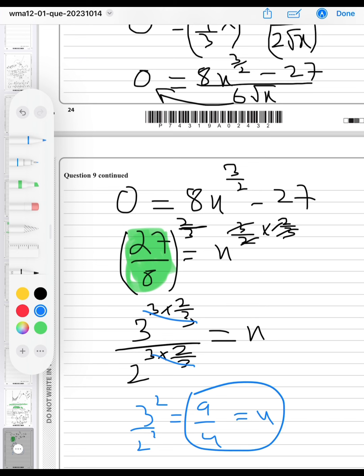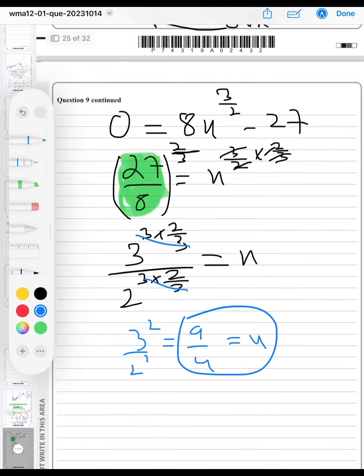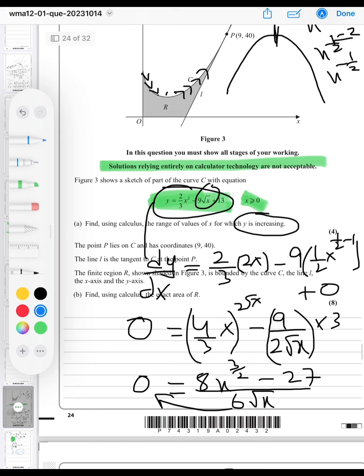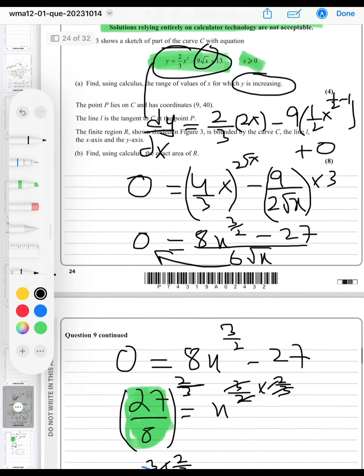Fine. This is the turning point of x, and from this point you'll see there will be a change in the nature of y. So this point is 9 upon 4 for the x, and for the y it's simple. They didn't ask for the value of y, they just asked for the values of x for which y is on an increasing trend. So this is the point, from here y will be in an increasing trend, and this is the value for x. So the range of x is this.